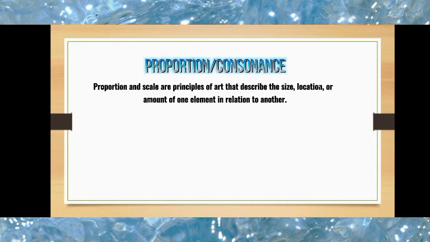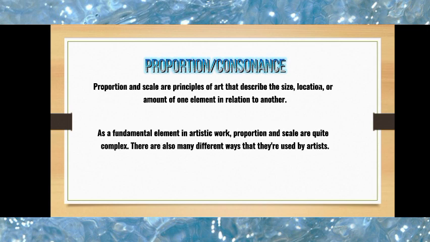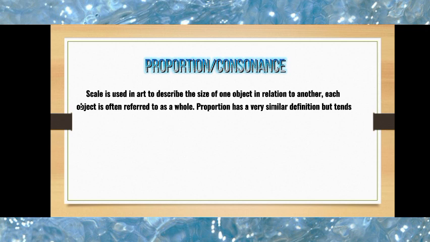Proportion, consonance. Proportion and scale are principles of art that describe the size, location, or amount of one element in relation to another. As a fundamental element in artistic work, proportion and scale are quite complex. There are also many different ways that they are used by artists. Scale is used in art to describe the size of one object in relation to another. Each object is often referred to as a whole.